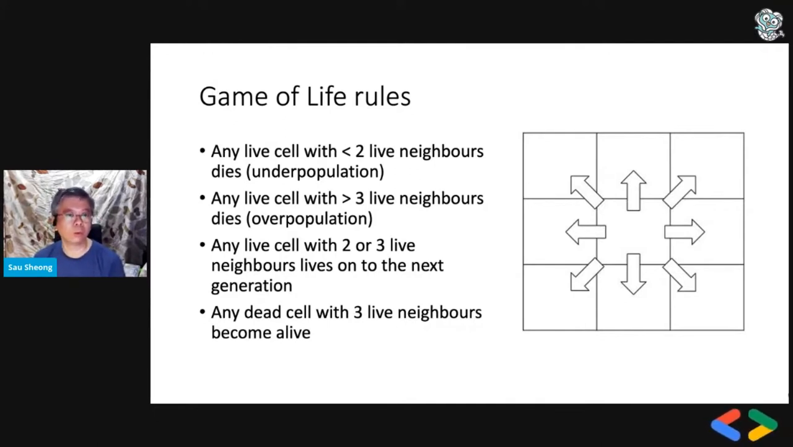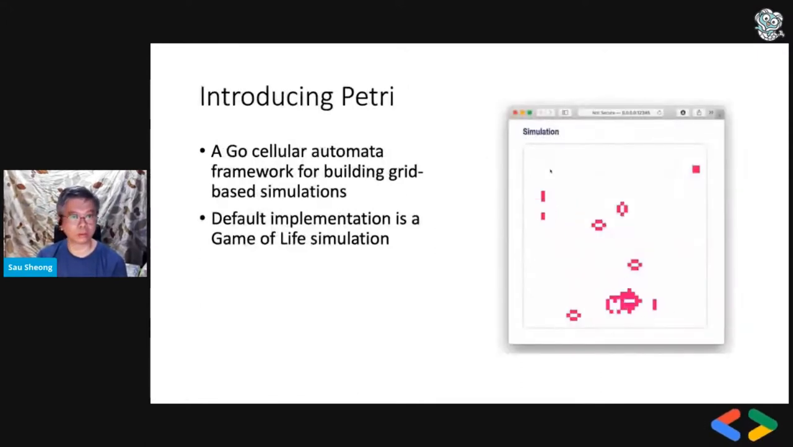So what do you mean by neighbors? We look at this particular grid of nine cells. Imagine that you are the cell right in the center. Then your neighbors are basically the eight cells that are surrounding you. Right, so these are the Game of Life rules, and this is how the game works.